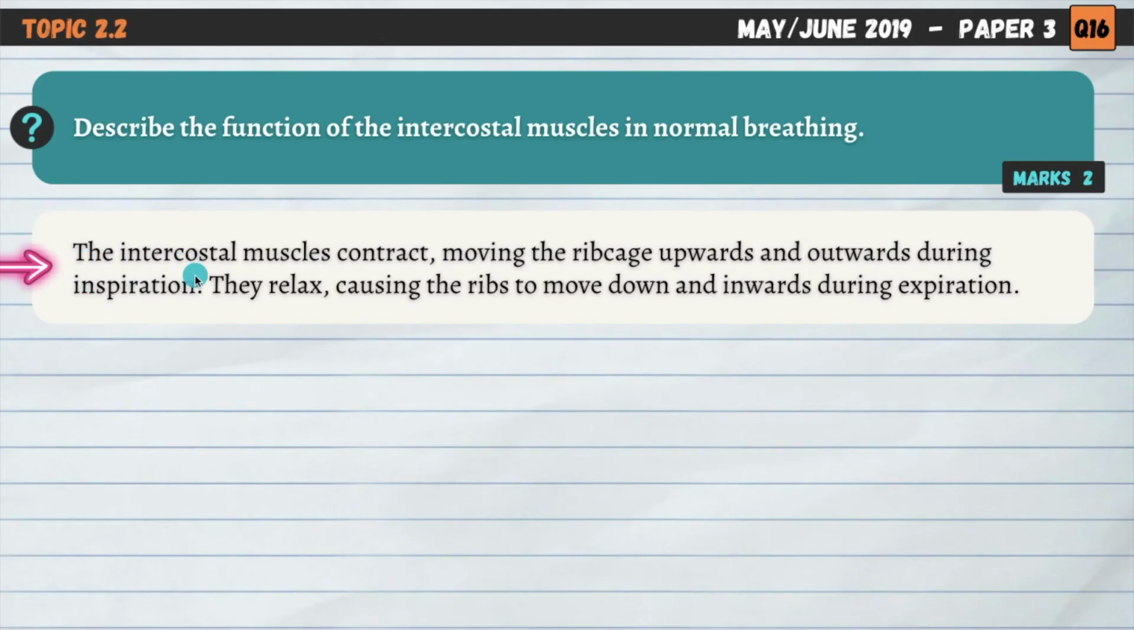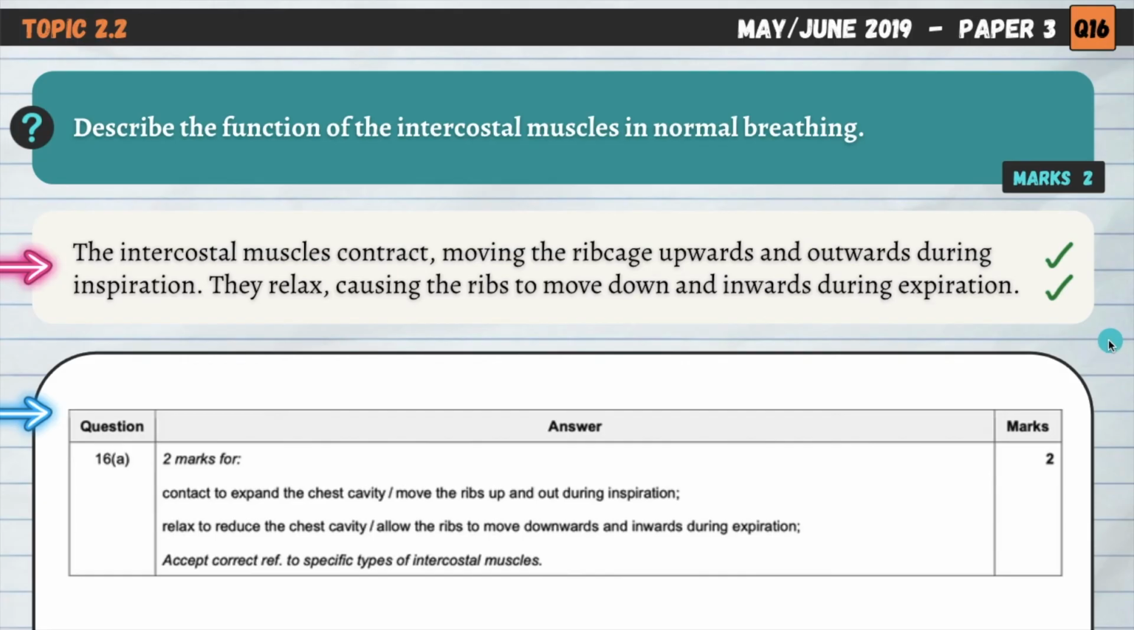So the intercostal muscles contract, moving the rib cage upwards and outwards during inspiration. So I've made a nice point there about what happens to the intercostal muscles and their function whilst breathing in first. And then during expiration, or when breathing out, they relax, causing the ribs to move down and inwards during expiration. So 2 points made, a fair bit of detail included there.